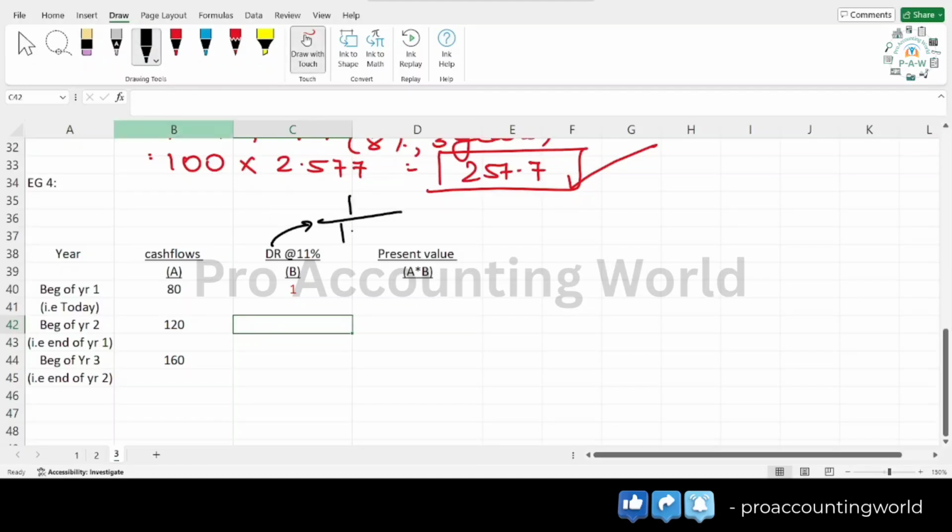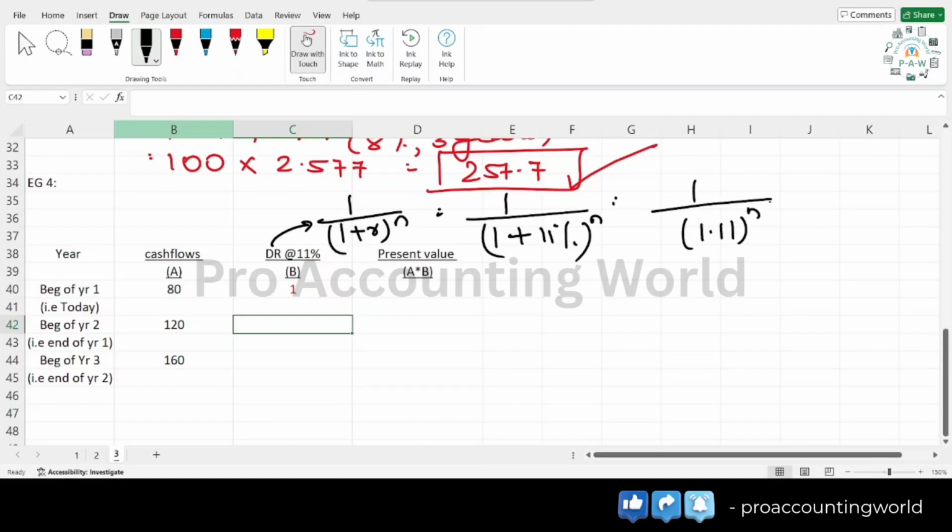So now we know 1 divided by 1 plus r raised to n. That is 1 divided by 1 plus 11% raised to n. That is 1 divided by 1.11 raised to n. So please calculate it. 1 divided by 1.11 is 0.9009, so 0.901. Beginning of year 3, which is as good as end of year 2. So press equal to, you get the end of year 2 discount rate, 0.812.